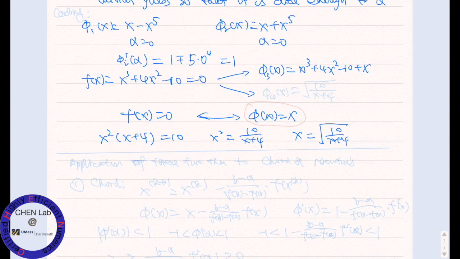All right? This little derivation shows that we can take phi of x equal to what? It should be in this form, right? Phi of x equal to x. So phi of x is simply the square root of 10 over x plus 4. That's for phi of x, because we ended up with x equal to some other function. Okay?